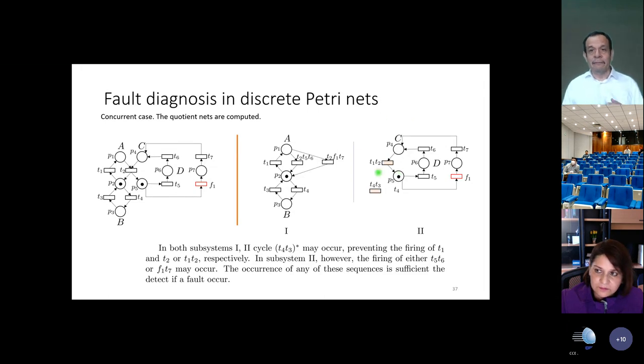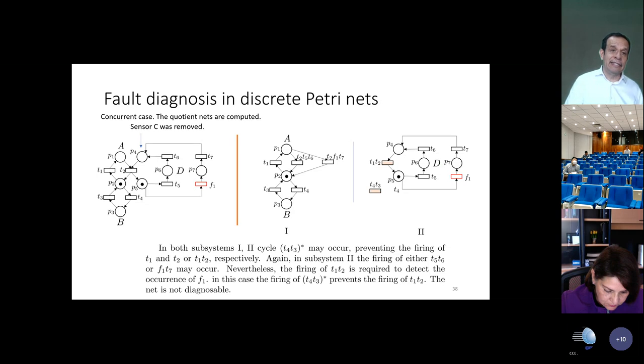Okay, the idea is this. If I only put this example, maybe people can think that it's very easy to check the diagnosability, just paying attention to the quotient Petri nets of each state variable. But it is not the case, because there exist cases like this, and this is another example where sensor C was removed, just to say that the information of this quotient Petri net is not enough. I need to pay attention to the other state variable, and I need to check if there exists an infinite sequence that can be fired in the other state variable before the firing of this transition.